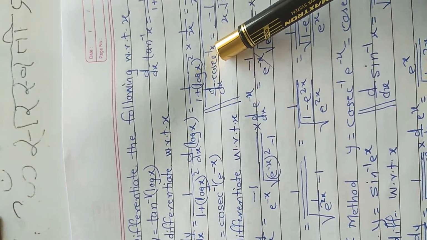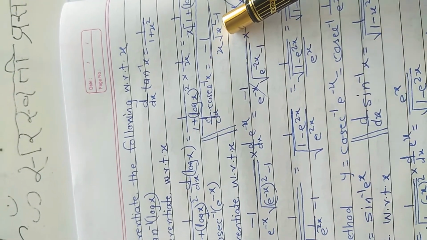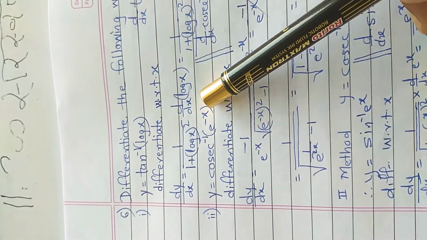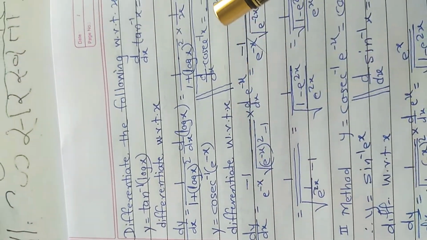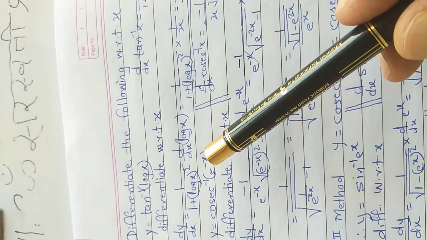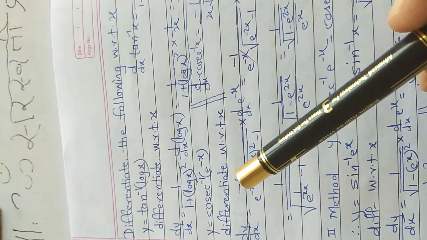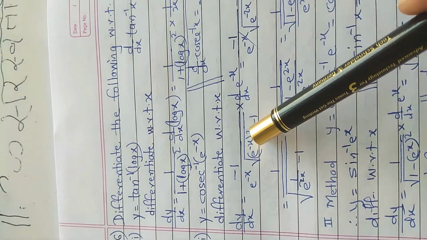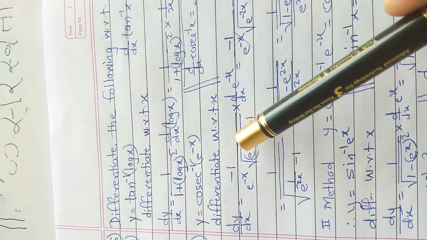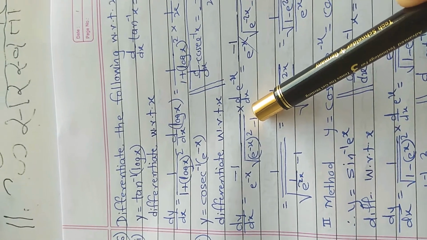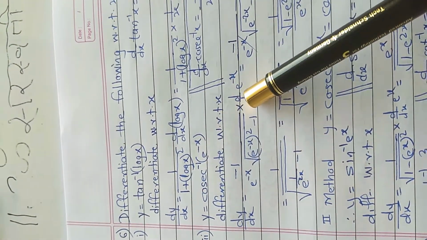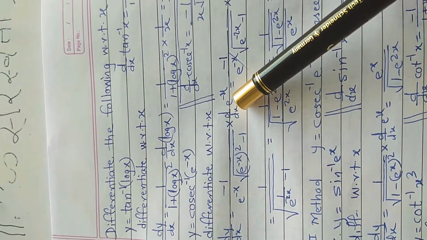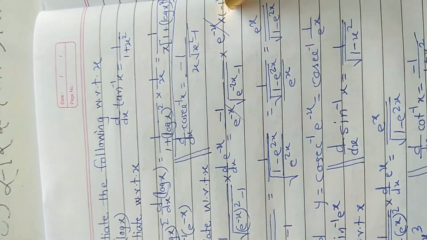We know that derivative of cosec inverse is minus 1 upon x root of x square minus 1. So derivative of cosec inverse of e raised to minus x will give you minus 1 upon, in place of x we can write here e raised to minus x. So minus 1 upon e raised to minus x root of e raised to minus x square minus 1, into derivative of this angle, that is derivative of e raised to minus x. Derivative of e raised to minus x will be e raised to minus x into this minus 1.